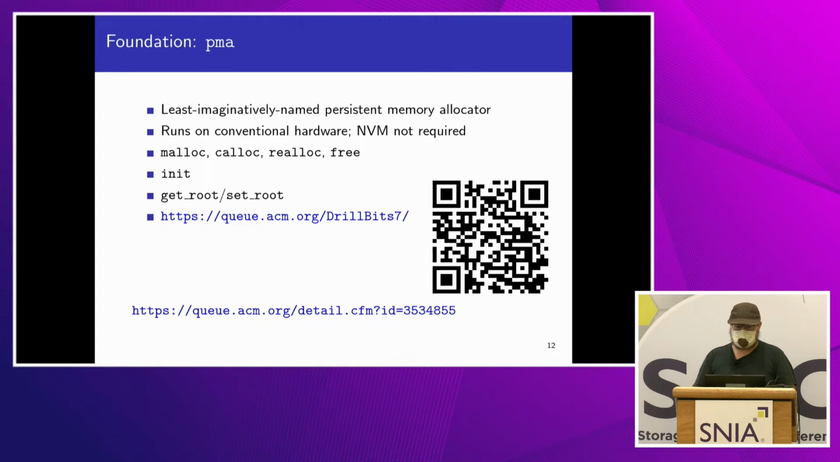Like most persistent heaps, PMA has an initialization routine that must be called before anything else, and a PMA persistent heap also has a root pointer from which applications must be able to reach their live data on the heap, all of which is fairly standard stuff. Most persistent heaps have similar features. I wrote an article describing PMA in ACM Queue magazine. You can find the source code from there.